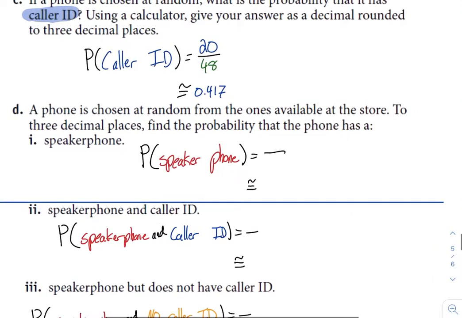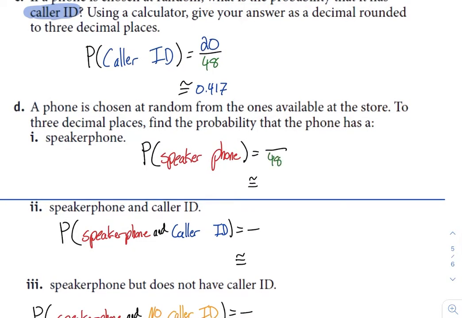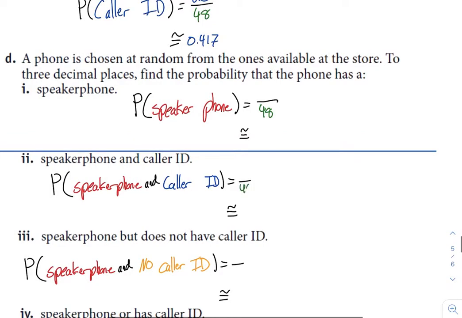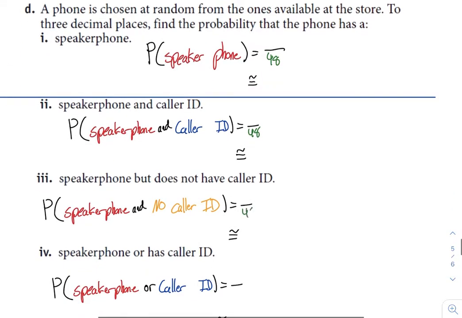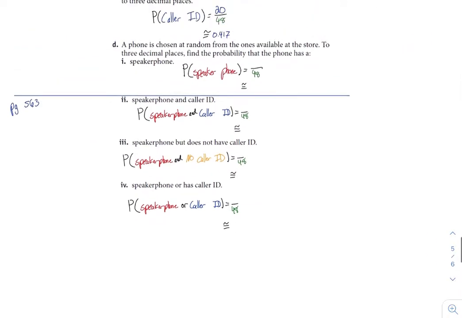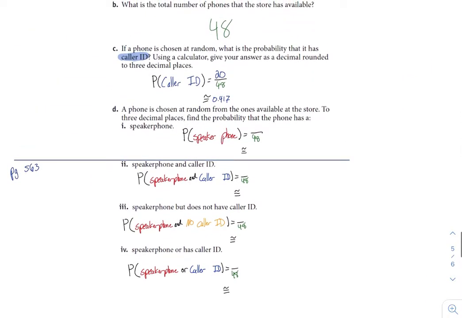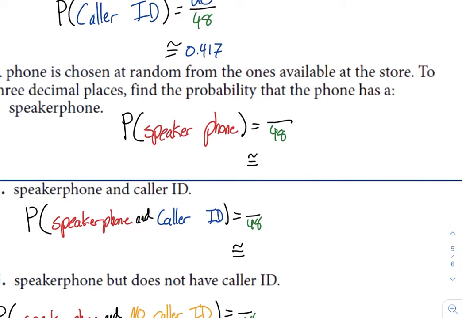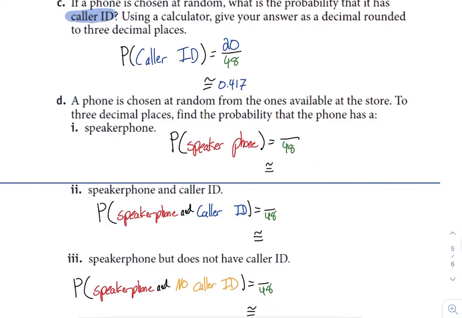The phone is chosen at random. Find the probability that it has a speakerphone. Each of these is a different problem. Well, guess what's not going to change? The fact that there's 48 phones. And that's not going to change for the next problem, or the next problem, or the next problem. No matter what problem we're doing, there's going to be 48 phones because we're talking about out of all the phones in the store. So that's something that I can go ahead and get out of the way. And then I just got to go through and read the table.